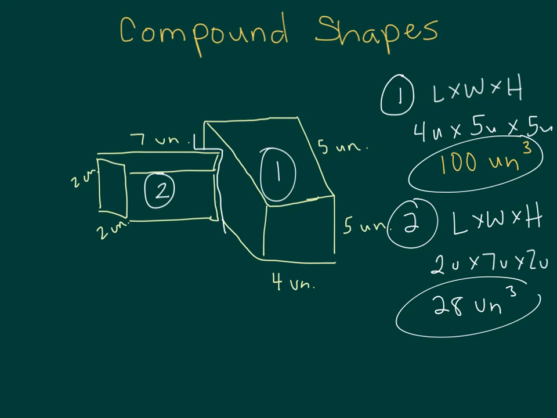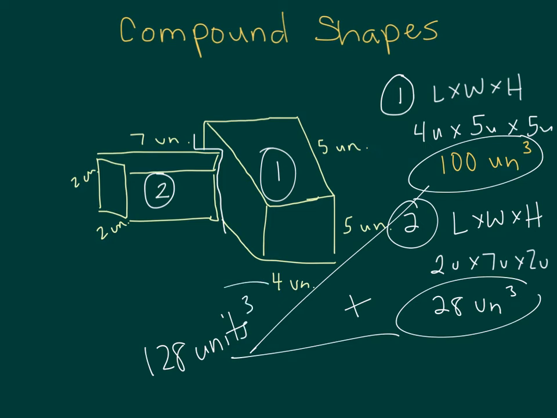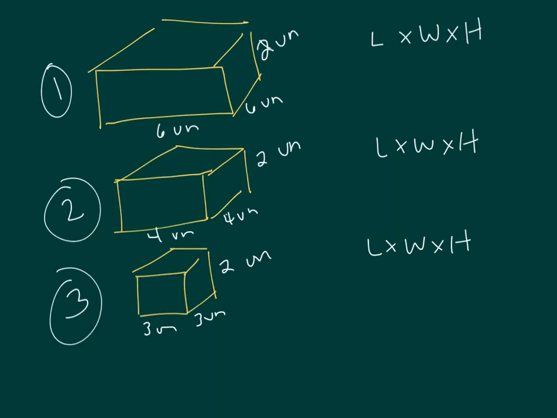So we have our two measurements. Well, just like we did in class, we add the two together. And 100 plus 28 is 128 units cubed. If I said which box is bigger, you would say the one on the right is, because the volume is 100 units cubed compared to 28 units cubed. Now let's do one more problem.